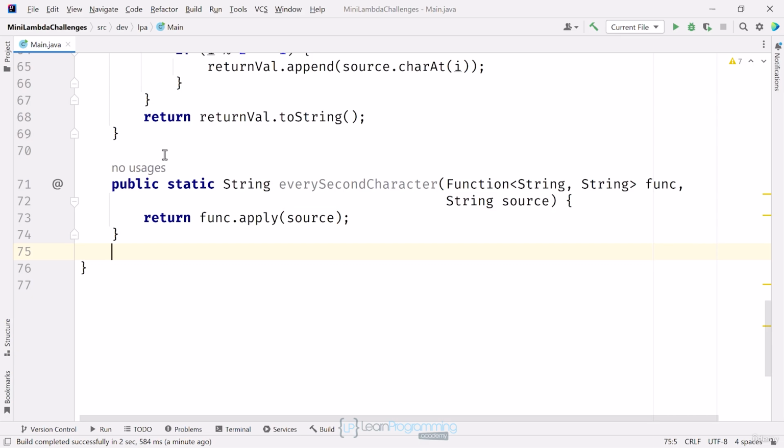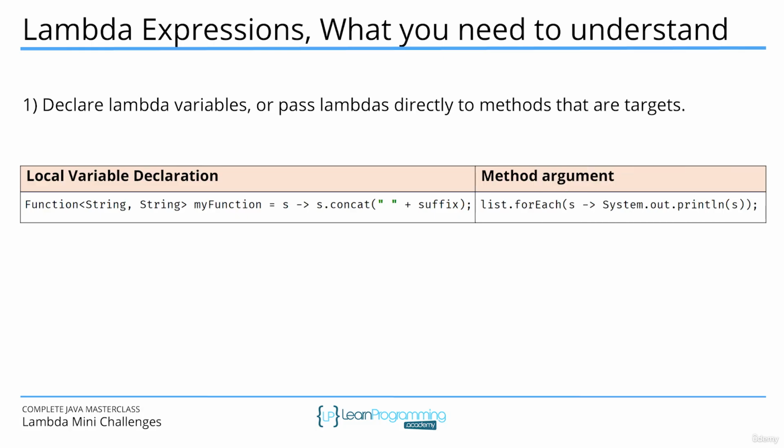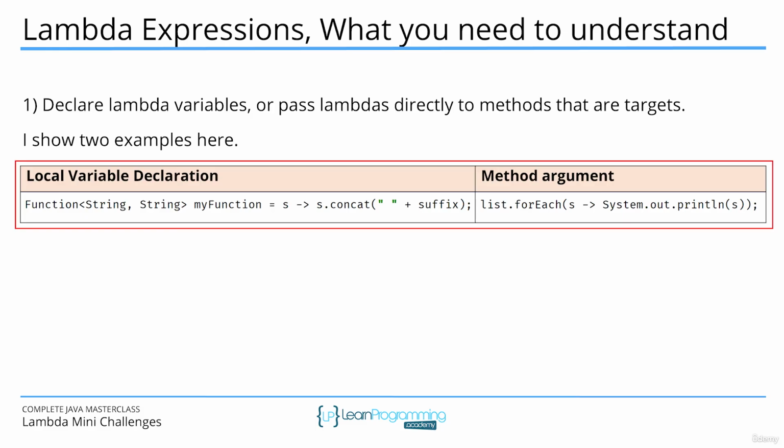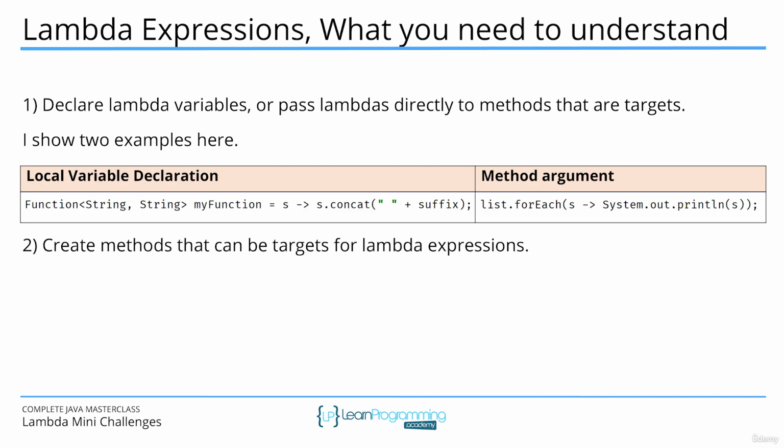I think a really good question some of you might be asking at this point is, why are we doing this? We can simply call the apply method after the declaration of the function lambda expression in the main method, as we've done already. First, it's important to understand how to declare lambda variables or pass lambdas directly to methods that are targets. I show 2 examples here. On the flip side, you'll want to understand when and how to create methods that can be targets for lambda expressions. In this challenge, I'm asking you to think about this second objective, creating a method that's a target for a lambda.